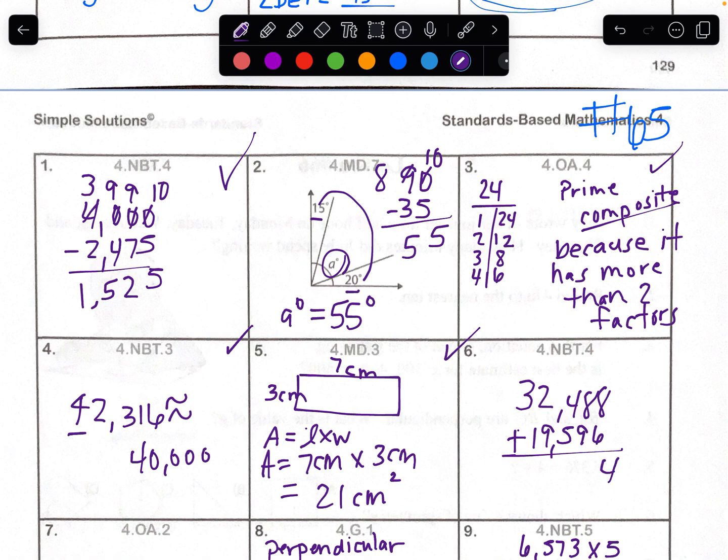All right, number 6, we are adding. 52,084 is the sum.